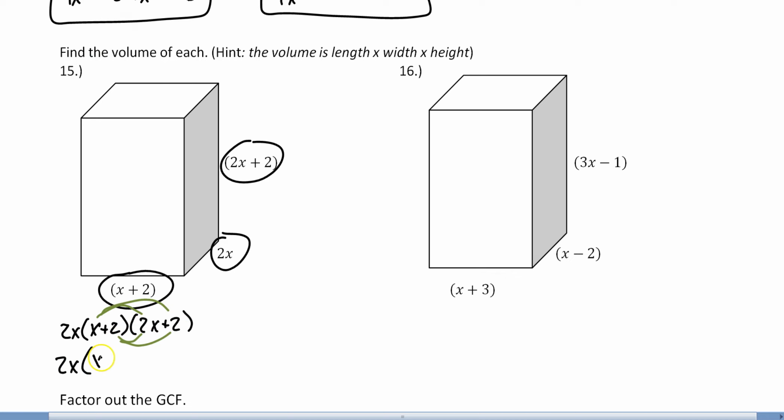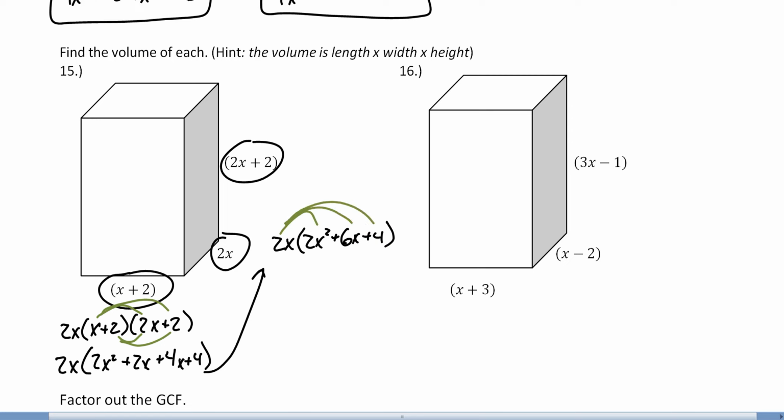So here that gives me a 2x squared plus 2x plus 4x plus 4. And now I combine like terms. That's going to be a 2x squared plus 6x plus 4. And now I do my distributive property with the thing that's on the outside. So I distribute that to all three terms. And that gives me a 4x cubed plus 12x squared plus 8x.